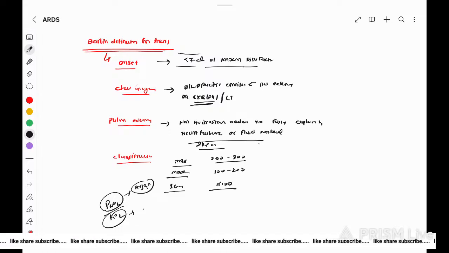Then we have the classification by oxygenation, the PaO2 to FiO2 ratio. We have already seen mild, moderate and severe: mild is a PaO2 to FiO2 ratio of 200 to 300, moderate 100 to 200, and severe is less than 100. The level of PEEP is not well explained.